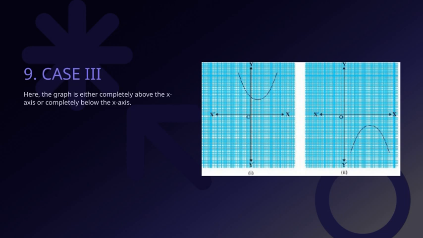Recognizing this pattern is important because it tells us that the function does not cross the x-axis at all within this interval. This has implications for understanding the function's roots and overall behavior. So, in essence, case III helps us identify regions where the function maintains a consistent sign, which is a key aspect in analyzing and interpreting functions in calculus.